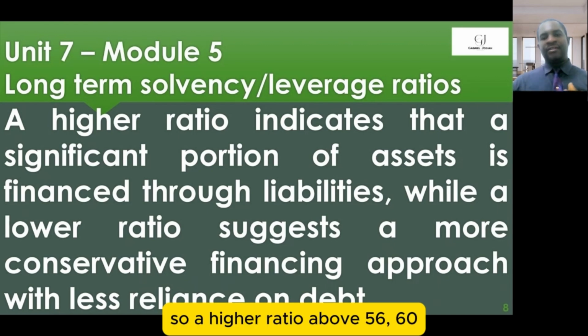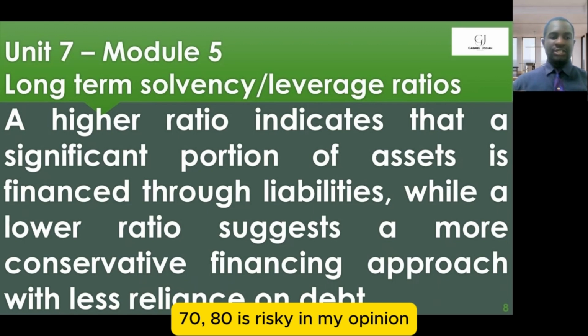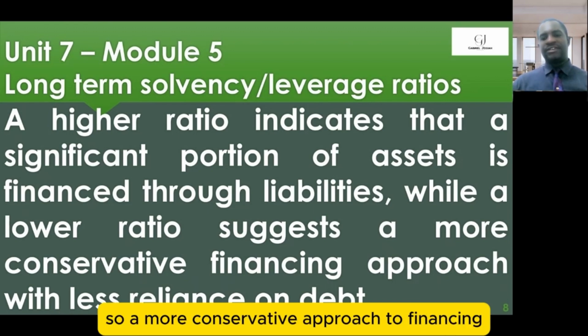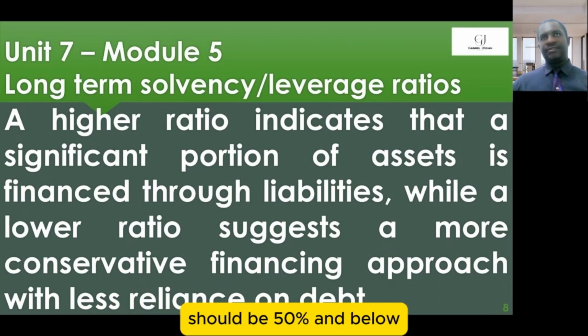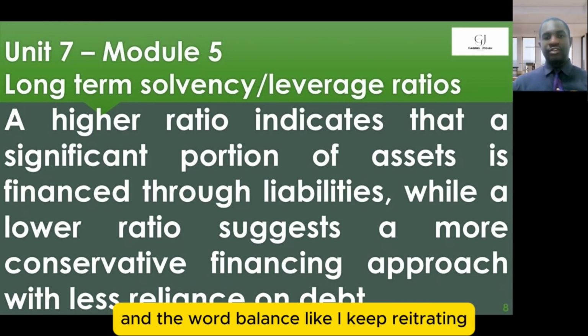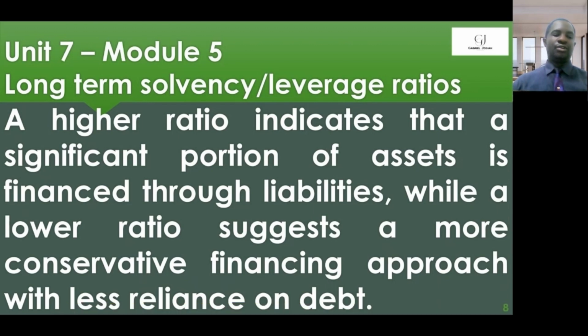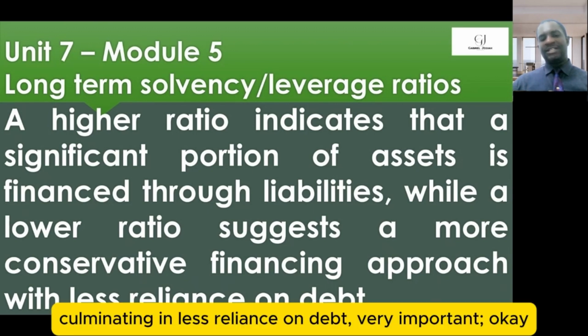So a high ratio above 56, 60, 70, 80 is risky, in my opinion, generally for the business. So a more conservative approach to financing should be 50% and below. Not too high, not too low. And the word balance, like I keep reiterating, is key to ensure that a conservative financing approach is employed, culminating in less reliance on debt.